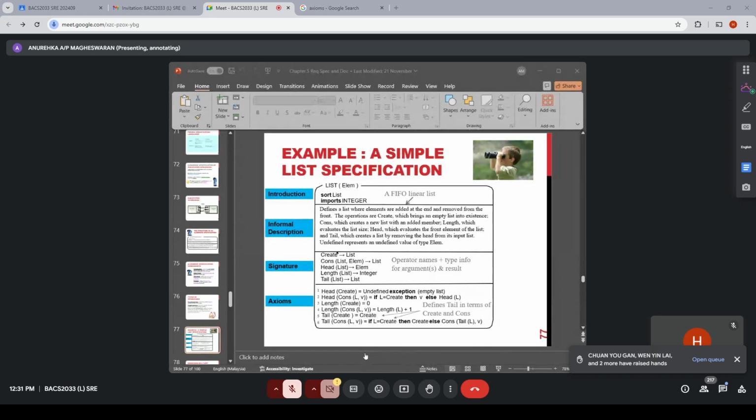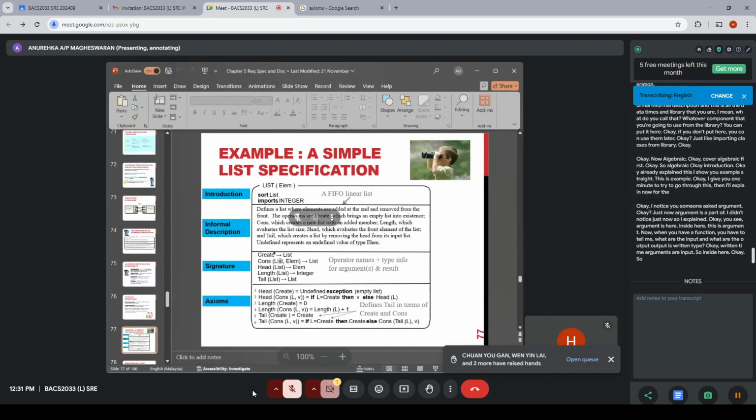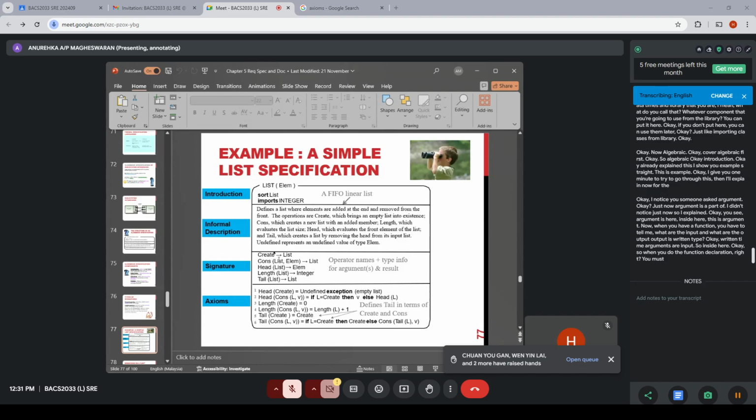Okay, I noticed someone asked about argument. I didn't notice just now, so I'll explain. You see, argument is here, inside here. This is the argument. When you have a function, you have to tell me what the input and the output are. Output is the return type. Arguments are the input, so inside here. When you do the function declaration, you must have both.